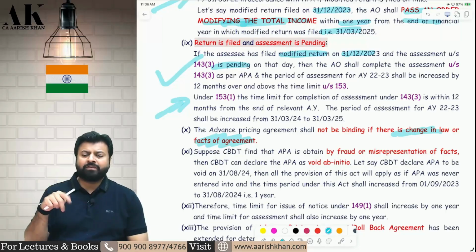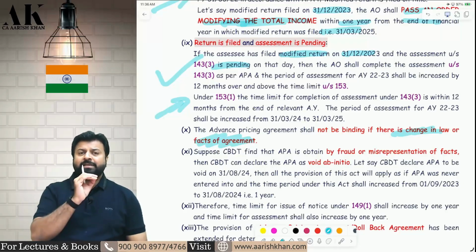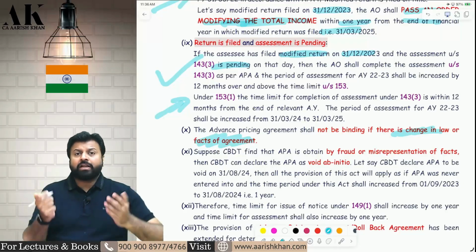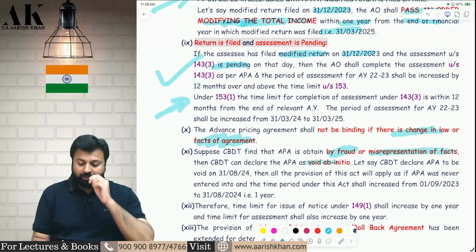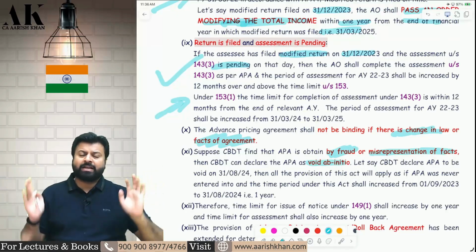If there is a change in law or if there is a change in fact. In one case, the advance pricing agreement will be void ab initio. If later on the department, CBDT, comes to know that you have obtained the advance pricing agreement by fraud or misrepresentation of fact, then it will be void ab initio. The entire agreement will stand cancelled.